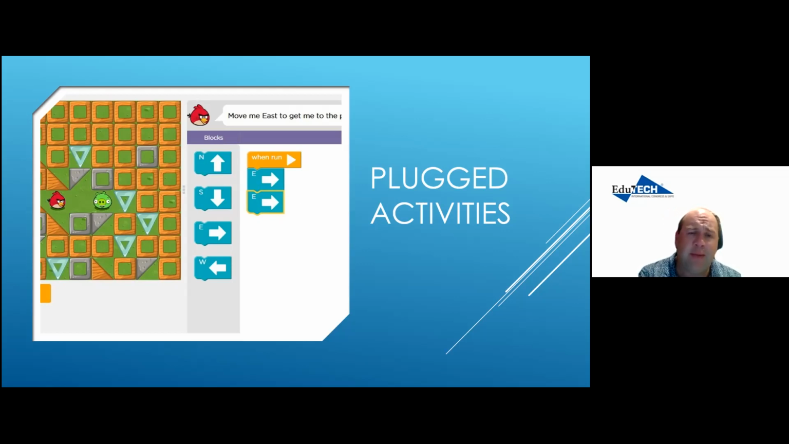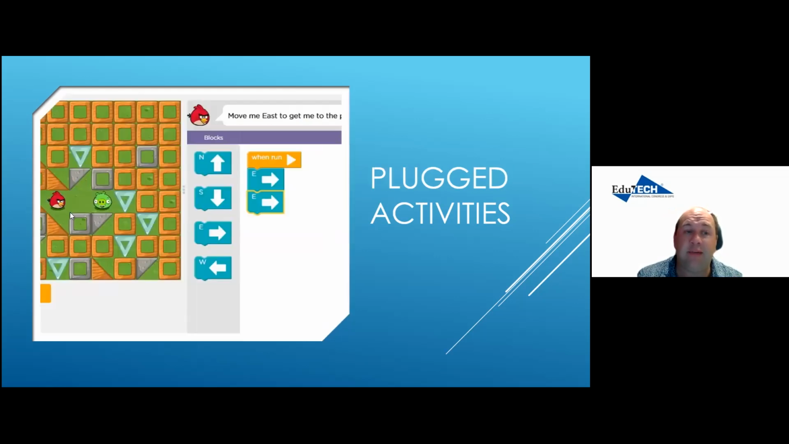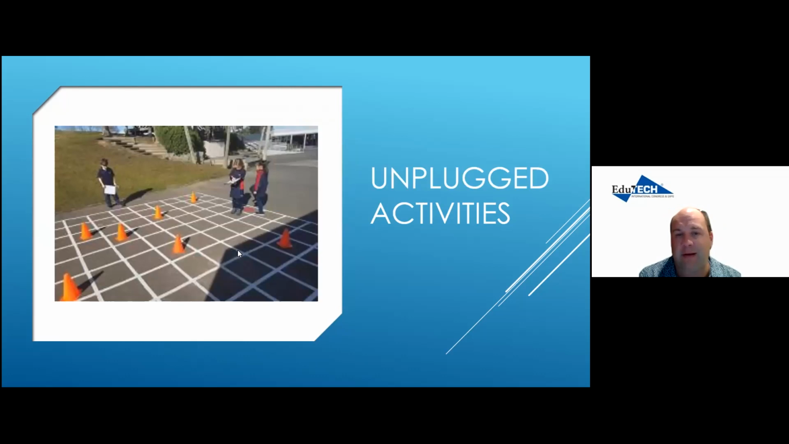What I also love about this is it's transferable to an unplugged activity. So I'll move on to my unplugged activity. This activity here, as we can see, it's all in squares, can be transformed outside.